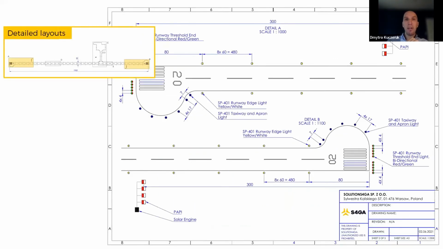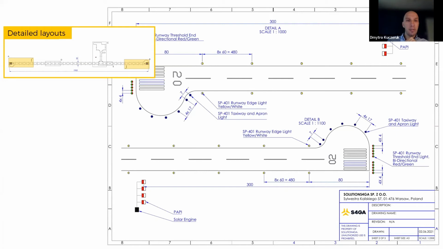On the next pages, you can find detailed drawings of each part of the airport, including distances between the lights, and those distances can be further used by ground surveyors to depict the location of lights in the real world, physically. As you can see here, we show PAPI.